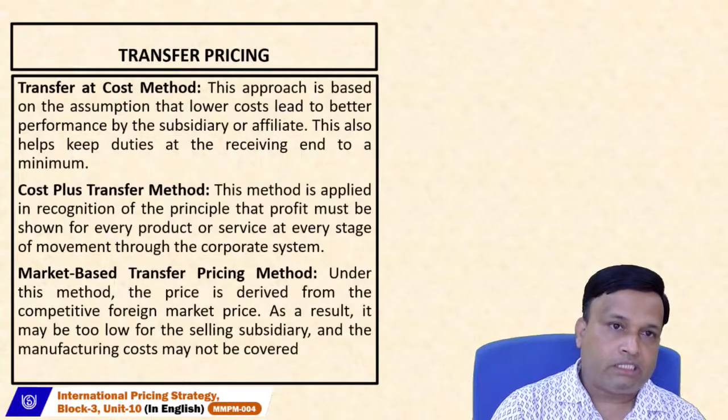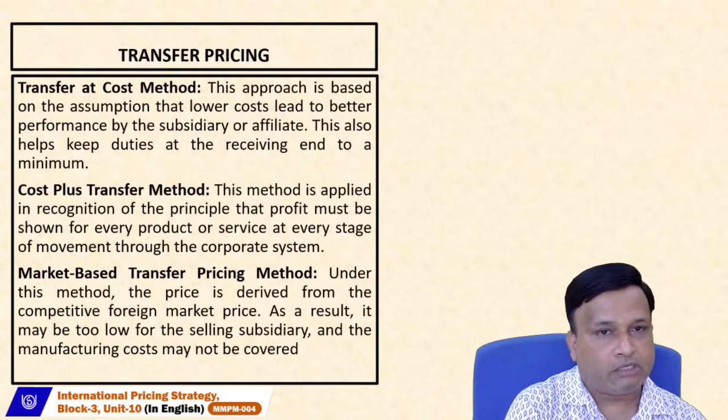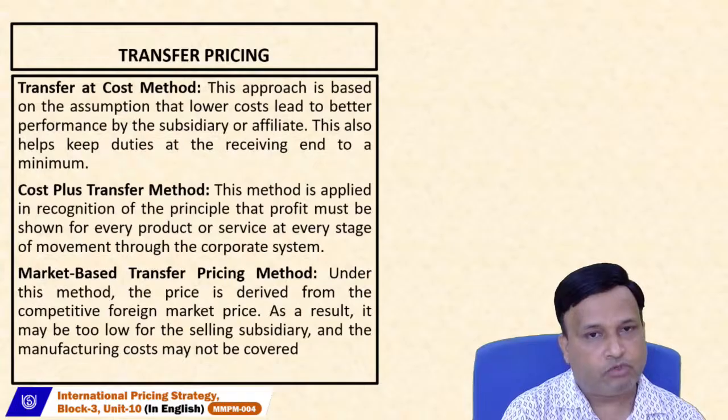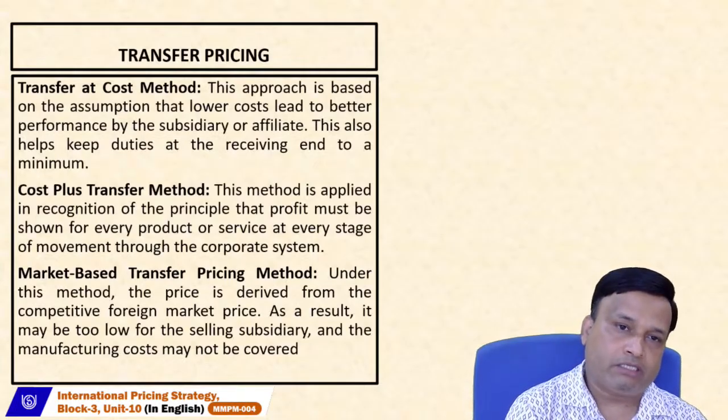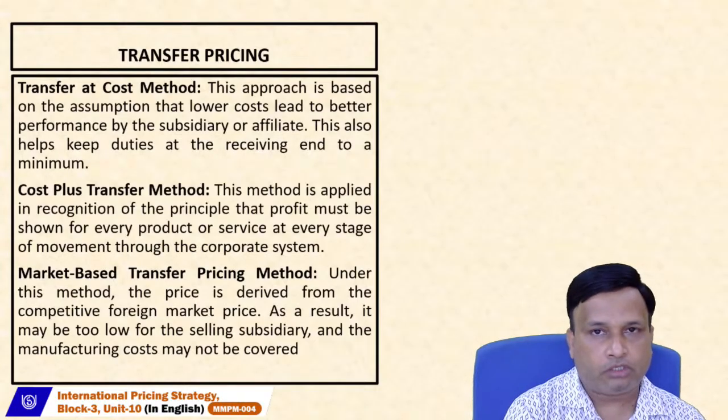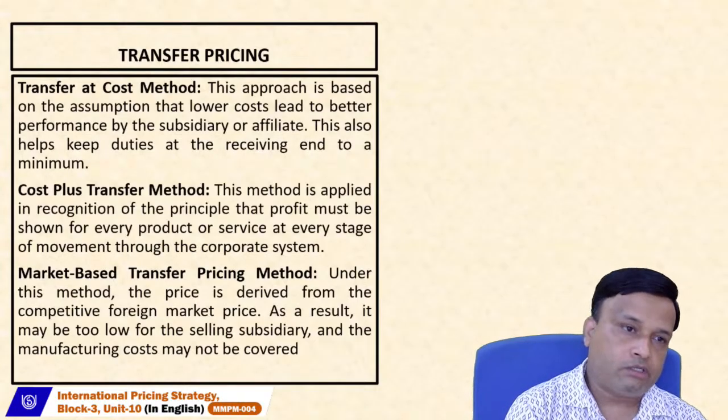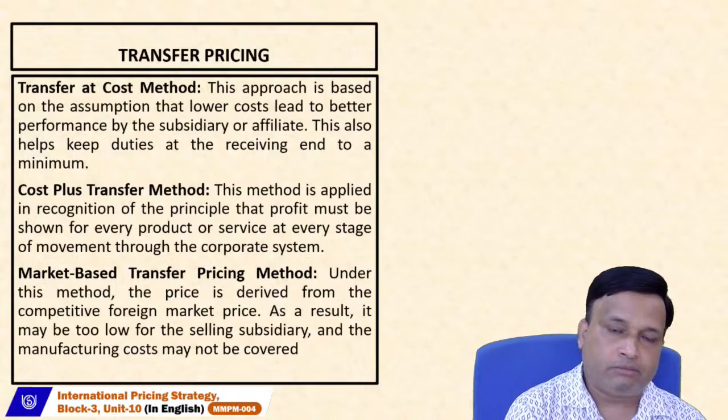What do we talk about? That is transfer pricing. We talk about transfer at cost. What is that? Transfer at cost is one of the approaches based on the assumption that lower cost leads to better performance by the subsidiaries. Definitely, you are talking about low cost. This also keeps duties at the receiving end to a minimum. That is what we talk about in transfer cost pricing.